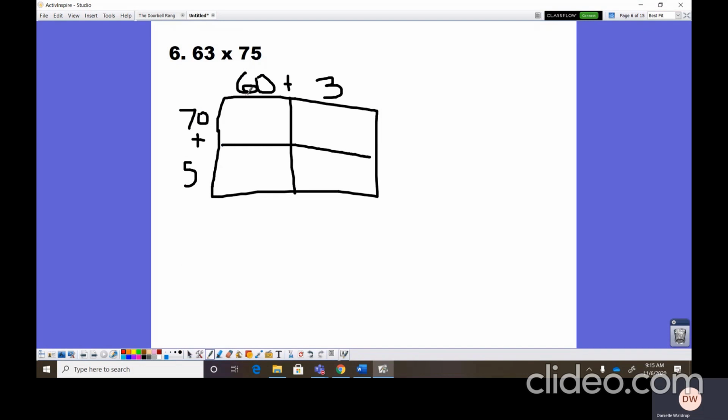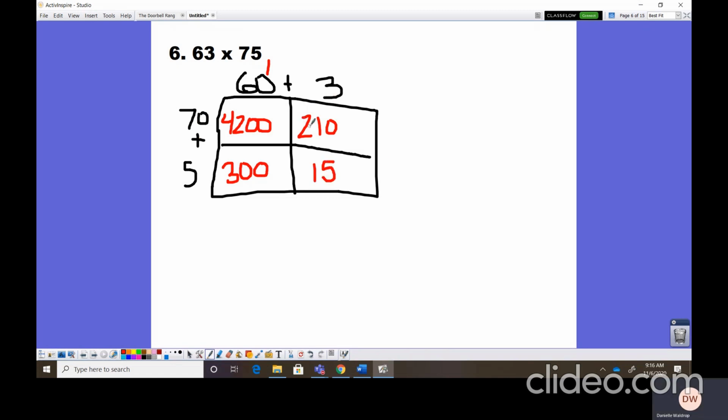So 60 times 70, I know 6 times 7 is 42. Bring down my 2 zeros. 60 times 5. 6 times 5 I know is 30. Be careful of this one. 30 is part of the product for 6 and 5, so there's a 0. You also have to go back and catch this 0 here. So 60 times 5 is 300. 3 times 70, 7 times 3 is 21. Add that 1 0. 3 times 5 is 15.